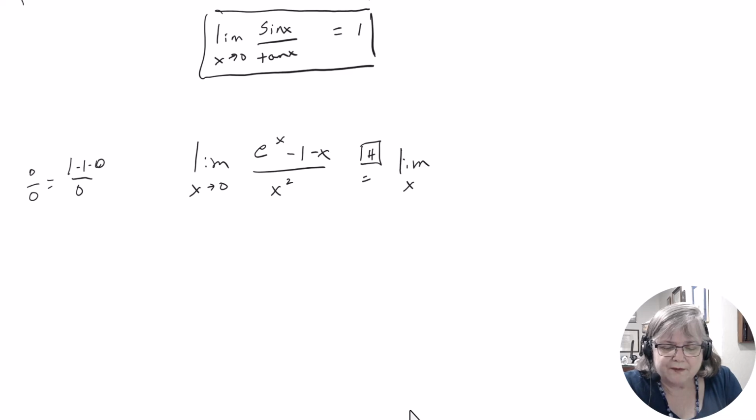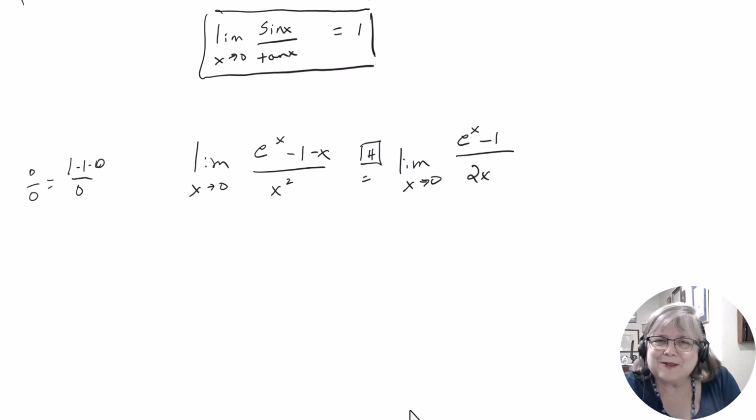So I take the derivative of the top. The derivative of e to the x is e to the x. The derivative of x is 1. The derivative of 1 is 0. The derivative of this minus x is minus 1. And the derivative of x squared is 2x.